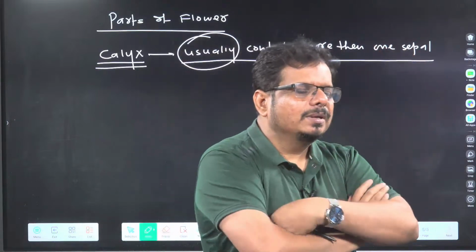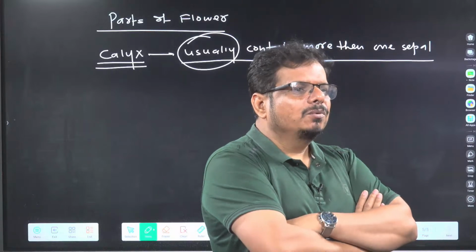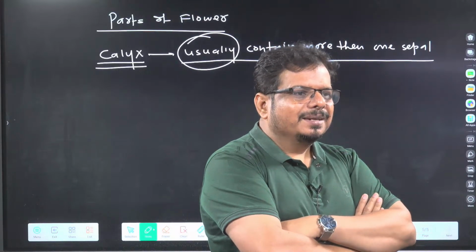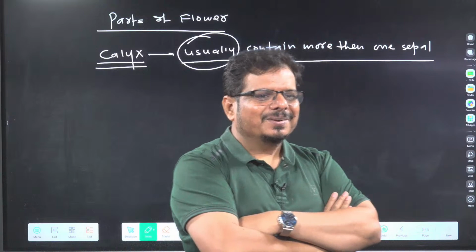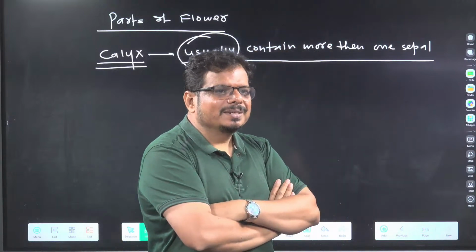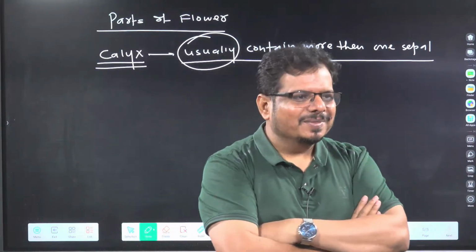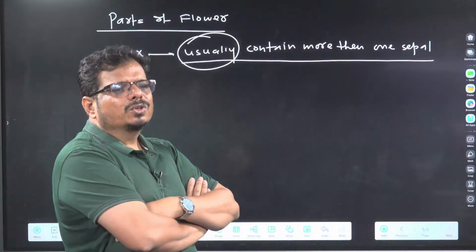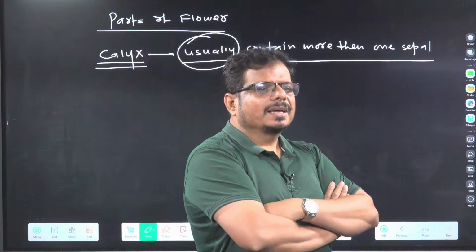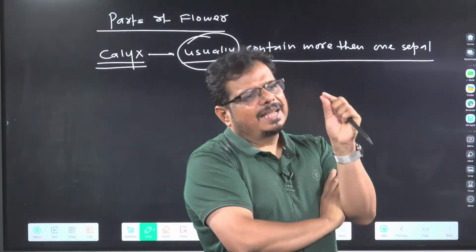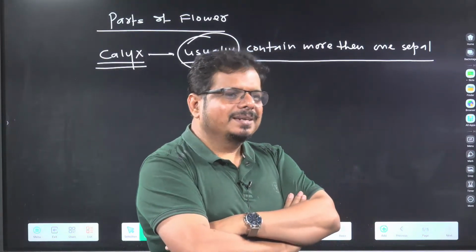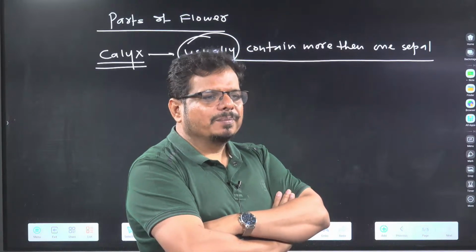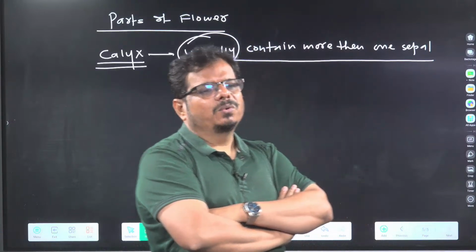Which word did I write? The word usually. Who knows about it? Who has that certainty? It is impossible to say, na? Getting the idea or not? Even if you are doing your PhD in morphology, you cannot count. Agree? Every plant, how many sepals are there? But in most cases, when you see calyx, the number of sepals is more than one. Is it clear or not? That's the reason I wrote that word.